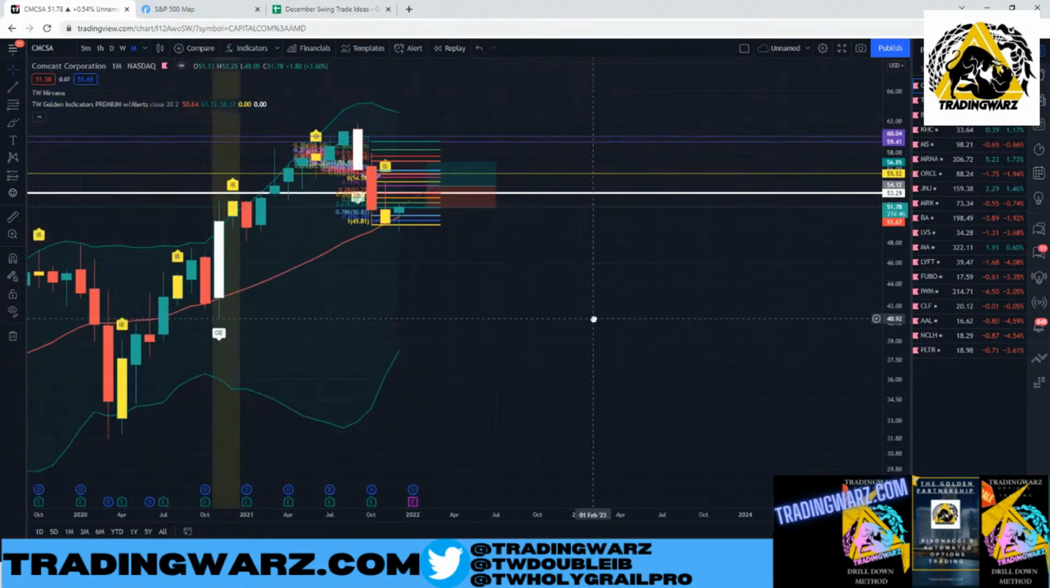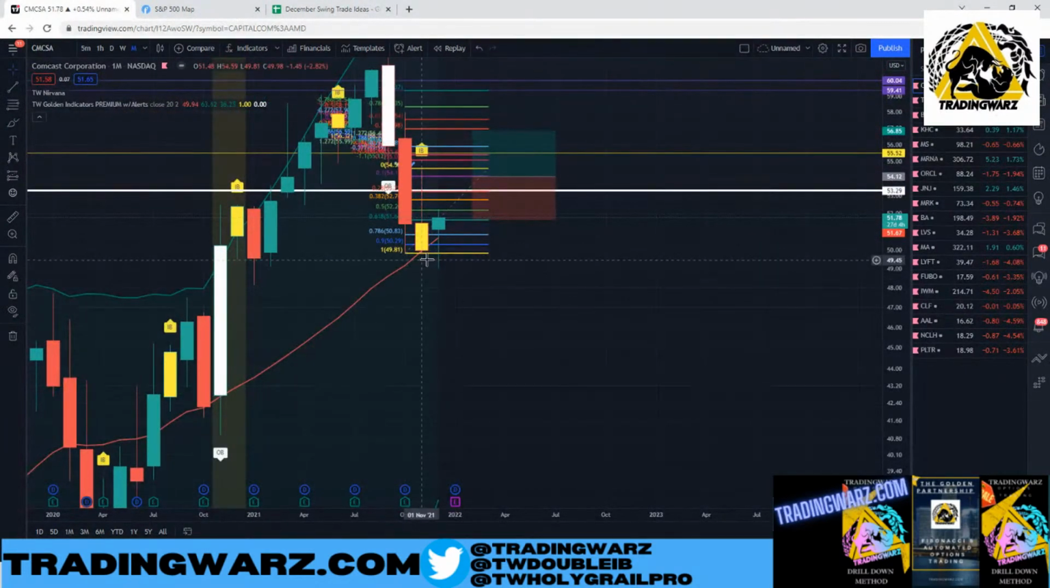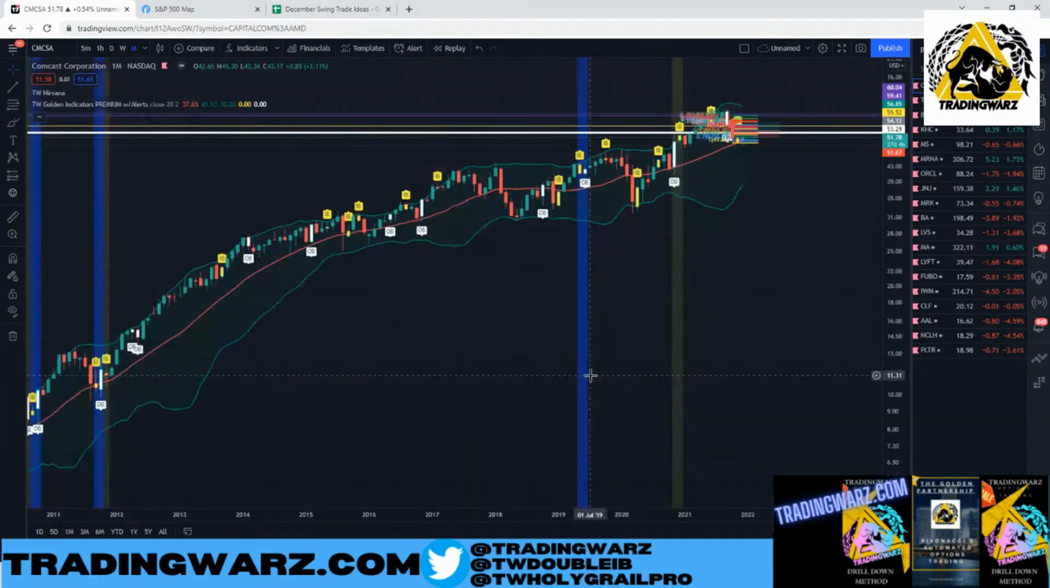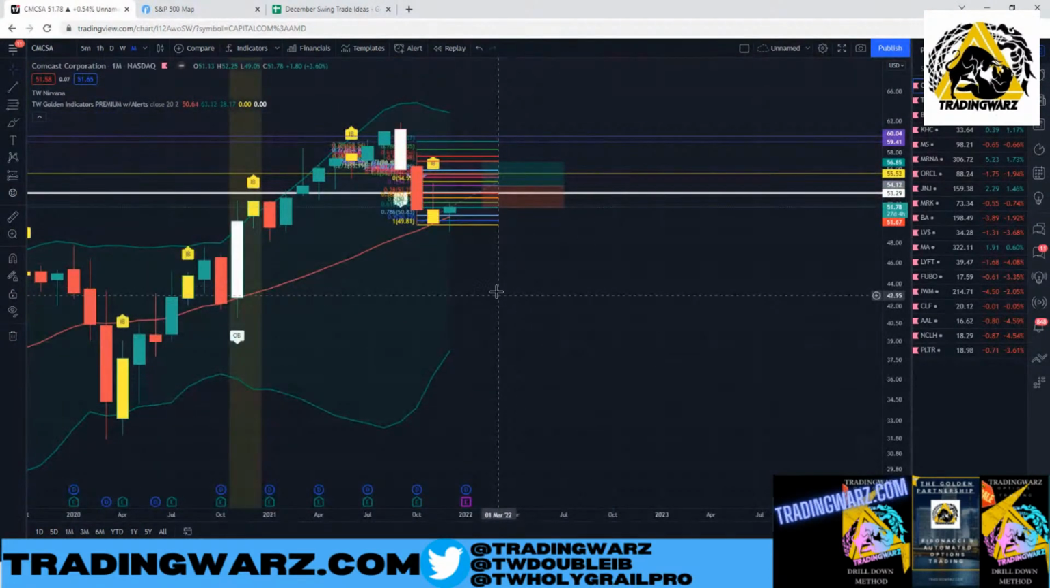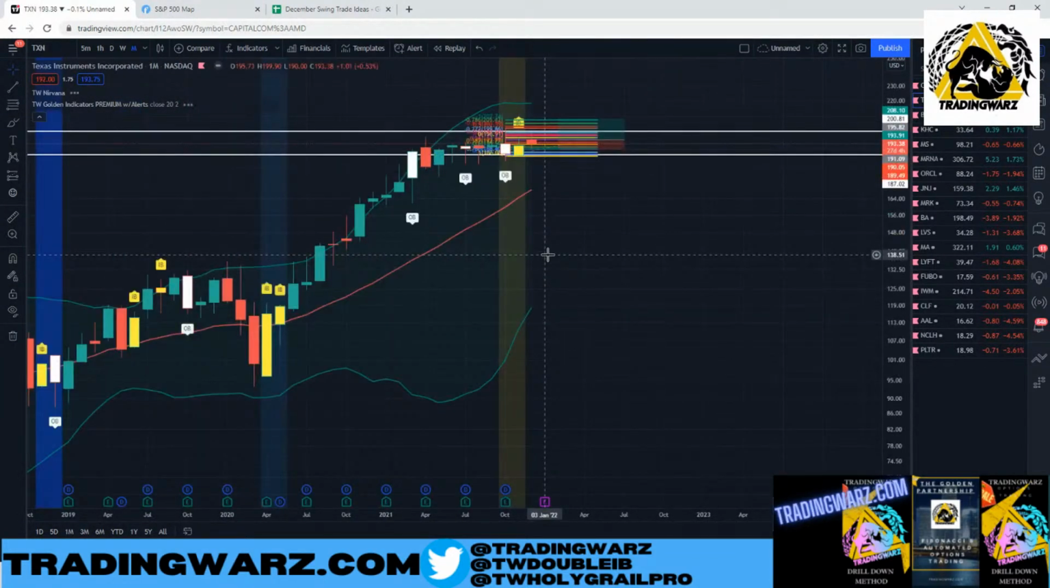So we have Comcast, a nice inside bar breakdown, but you can see that this breakdown was a false breakdown. It pushed through and reversed. So I'm actually looking to play Comcast to the upside with that false breakout. That's what we call an inside bar false breakout. There we go. Let's move on.